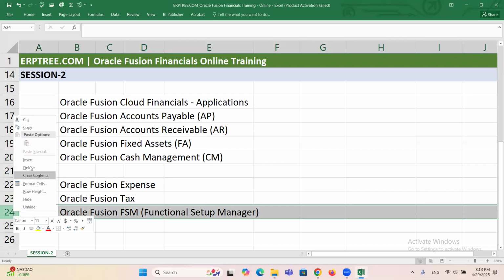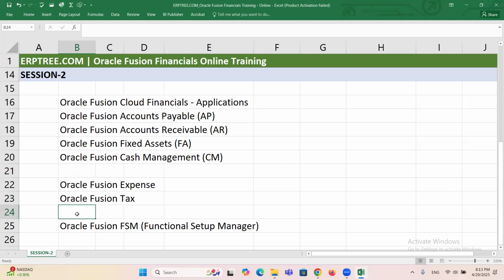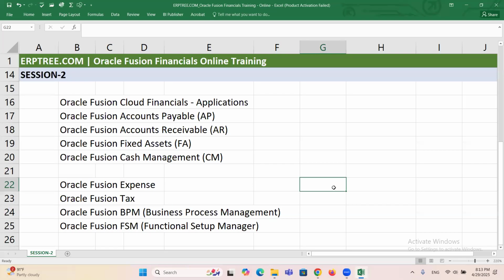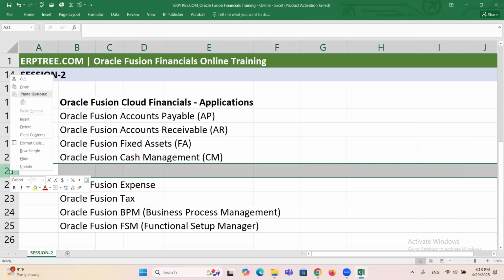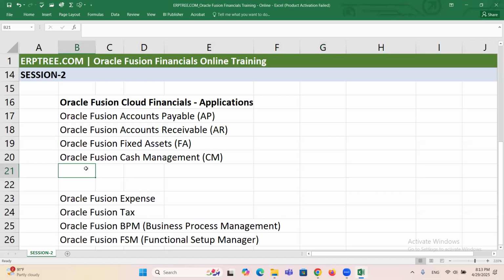And also we learn Fusion BPM, Business Process Management. So these are the applications we are going to learn. And one more application, which comes under primary applications, that is Fusion General Ledger, GL.